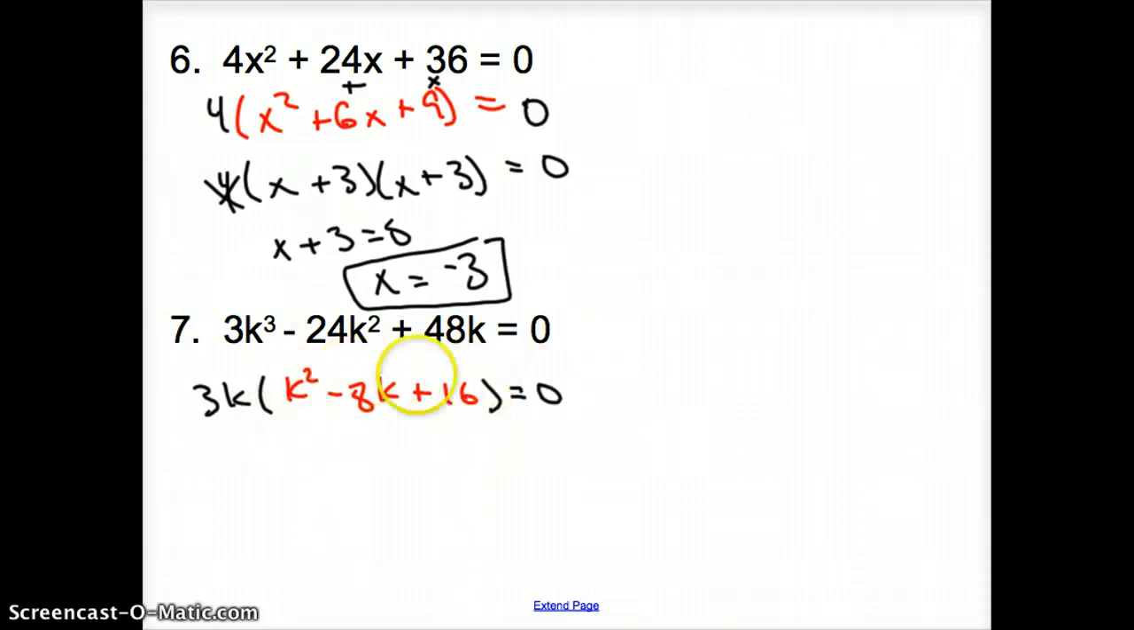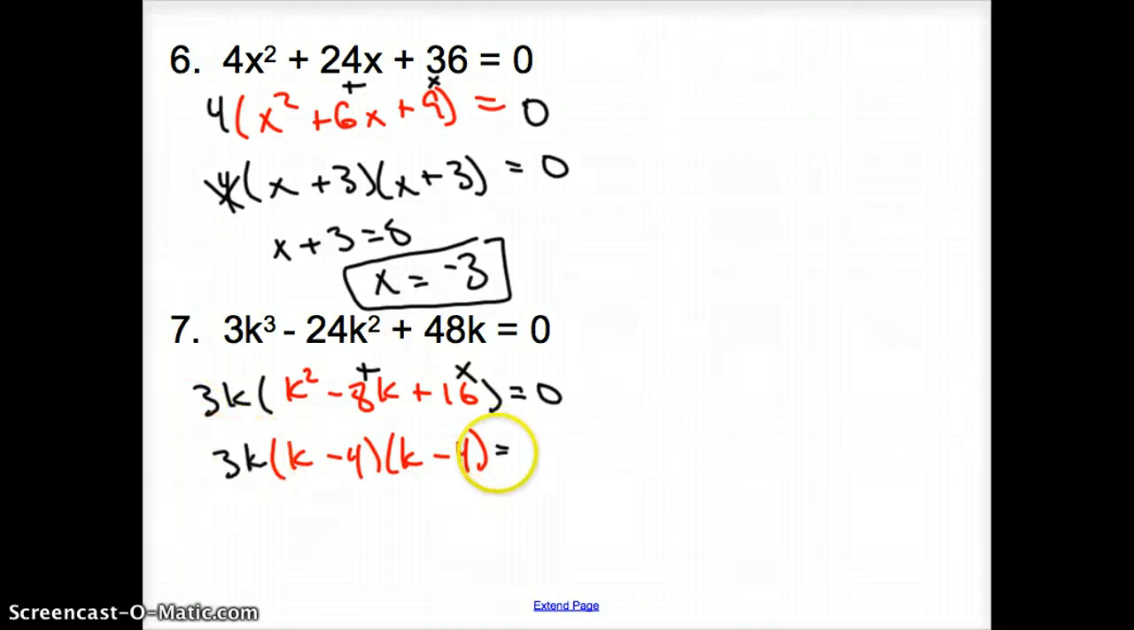Can we factor still what's in the red? What multiplies to 16 and adds up to a negative 8? Well, we have k, we're going to make my parentheses k and k. What multiplies to 16? Well, I know that's 4 and 4. What kind of 4 should they be when they add up to a negative 8? Both negative. Now here's the tricky part, bringing down the 3k.